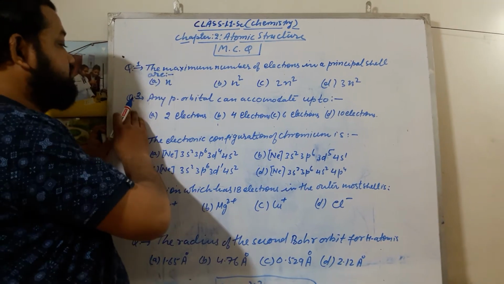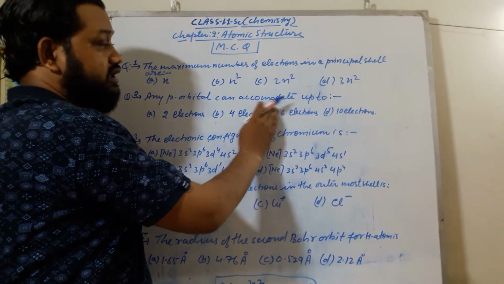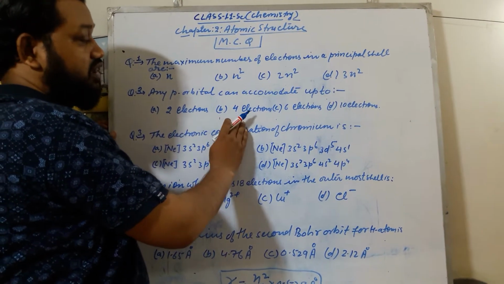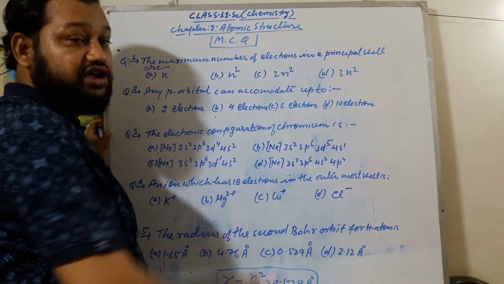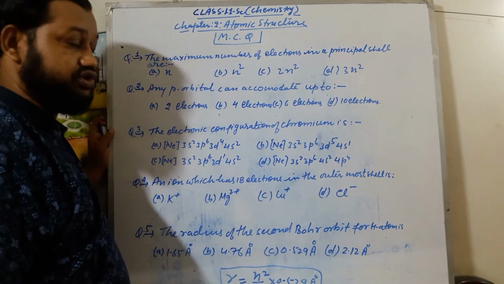Next question, question number 2. Any p orbital can accommodate up to: option A, 2 electrons. Option B, 4 electrons. Option C, 6 electrons. And option D, 10 electrons.